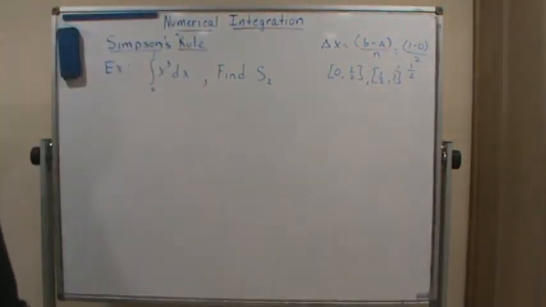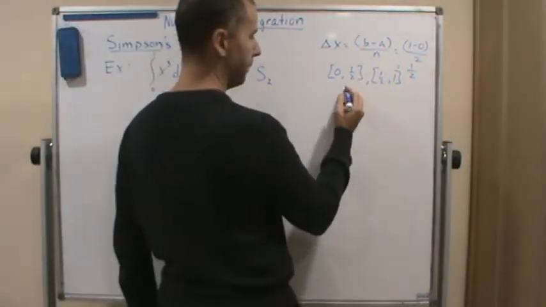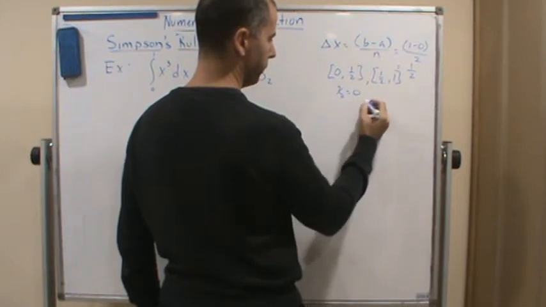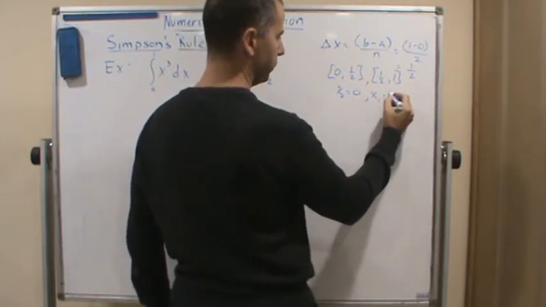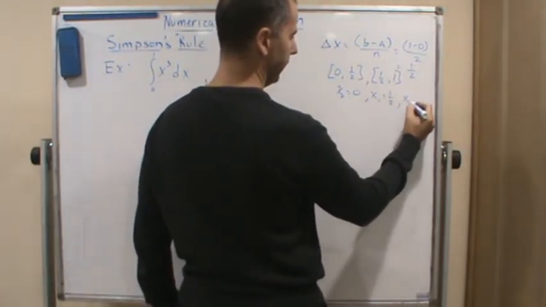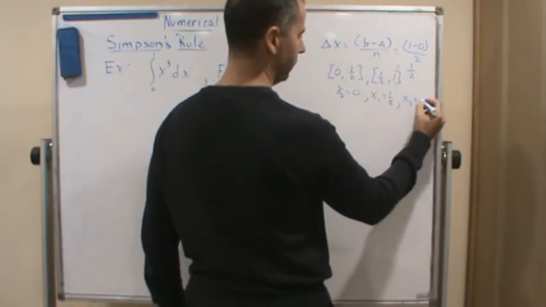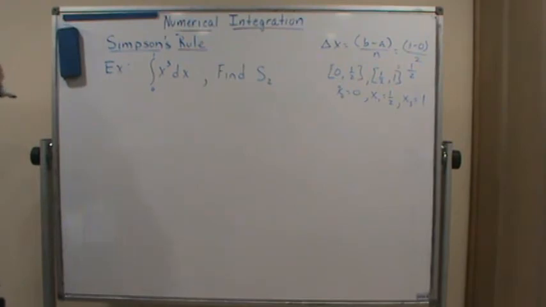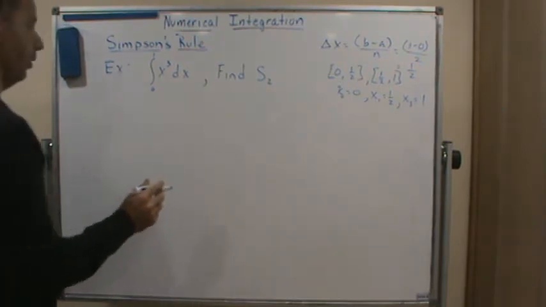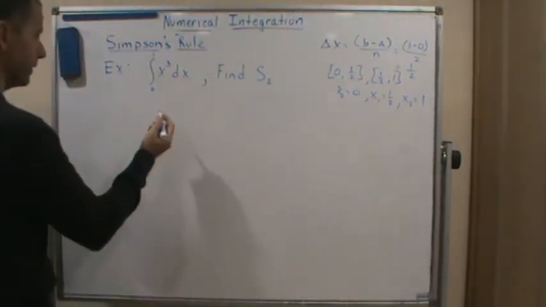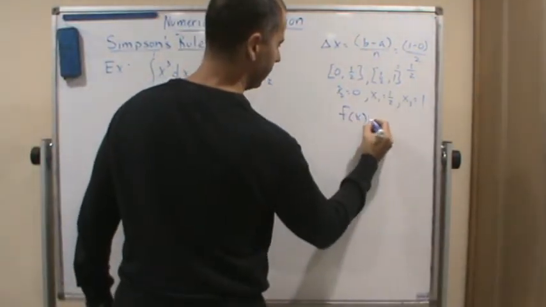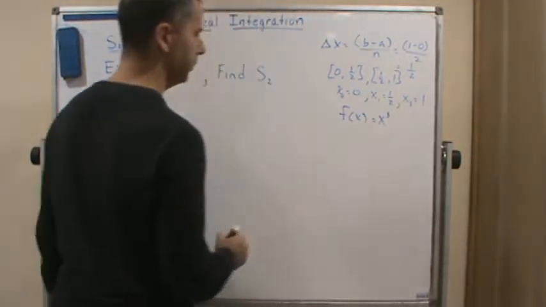Okay, so the points that we're going to use are the endpoints. So x0 equals 0, x1 equals a half, and x2 equals 1. Okay, so now that's what we're going to use. So what does that mean? Now, f of x, again, is equal to x cubed.